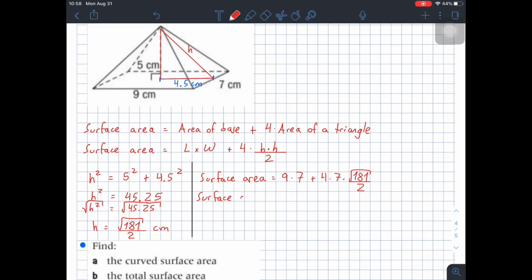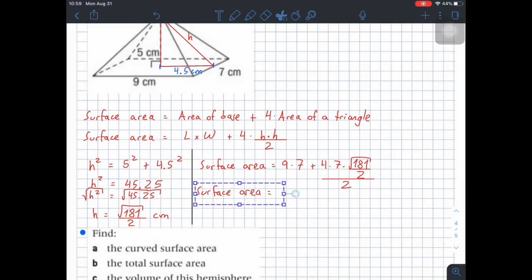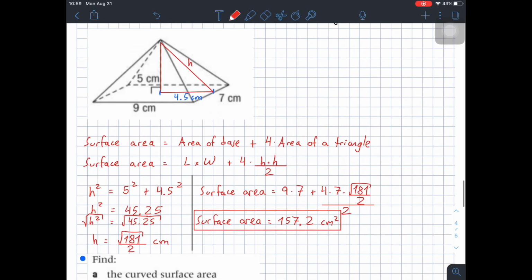So the surface area is equal to 9 times 7 plus 4 times 7 times... I forgot something here. It should be base times height divided by 2. There. So then we're going to have the surface area, which would be equal to this number, 157.2 centimeters squared. This is the surface area of this particular rectangular pyramid, right?